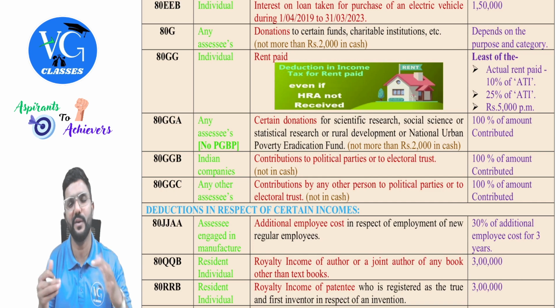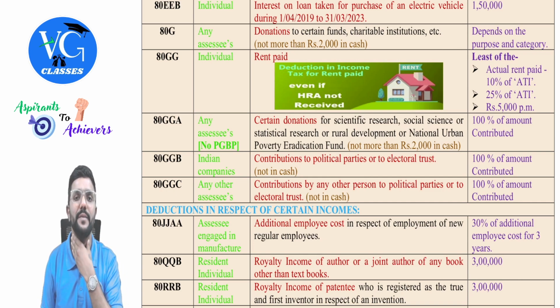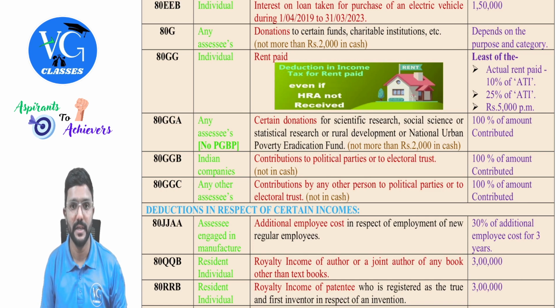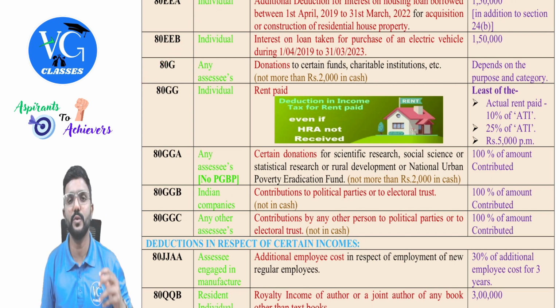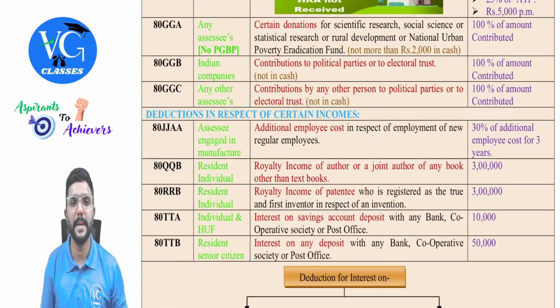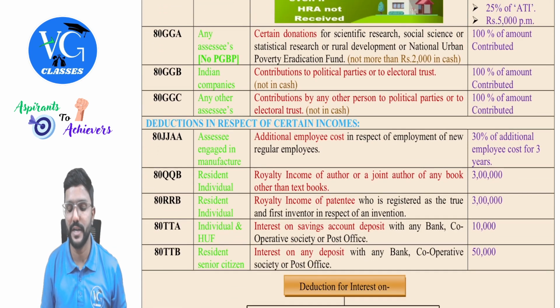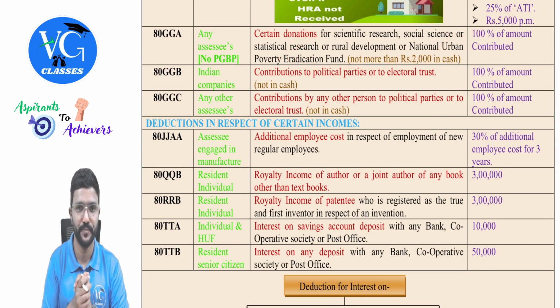That means up to 2,000 you can give it in cash. If you are paying more than 2,000, then you have to give it in any mode other than cash. And even for this 80G, I guess I already mentioned it, more than 2,000 cannot be given in cash. Okay. So here under section 80GGA, whatever amount is contributed for the following purpose, 100% will be allowed as deduction.